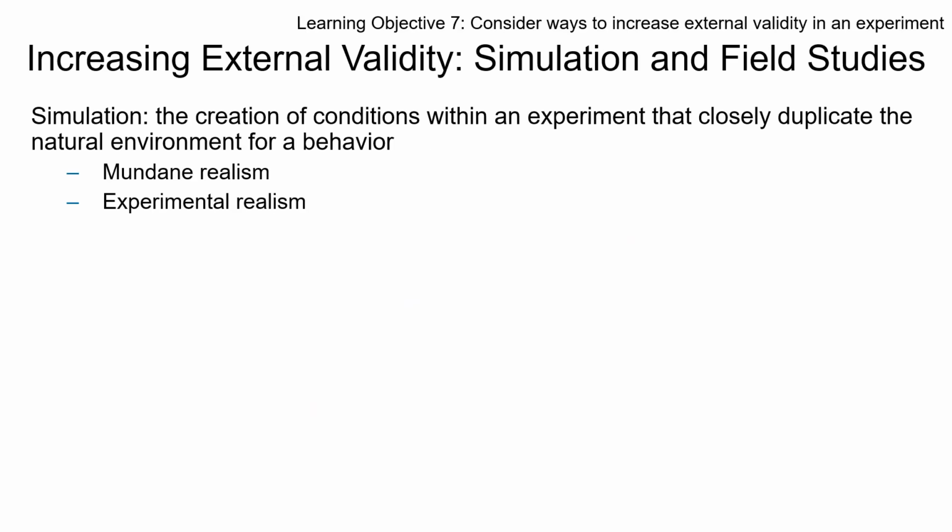This gets us to our last learning objective, which is to consider the ways to increase external validity in an experiment. So what can we do? Well, one of our problems with the true experiment is the more control we have, the more internal validity we have, the more damage it does to external validity.